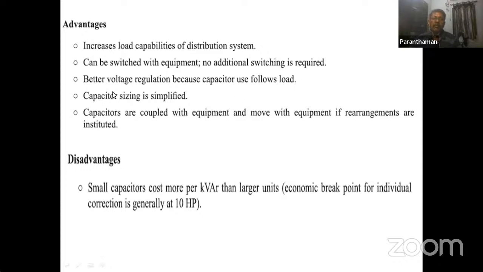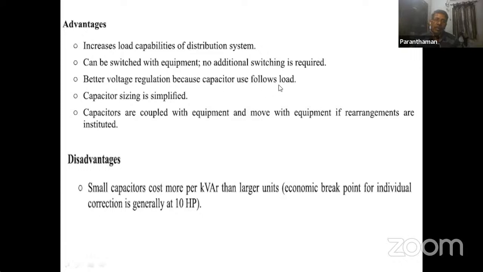But see, the capacitor is connected with the motor, and only when we switch on the motor will the capacitor come into the line. Otherwise, the capacitor will be out of service. So whenever we require, we can use the capacitor. This is the greatest advantage.